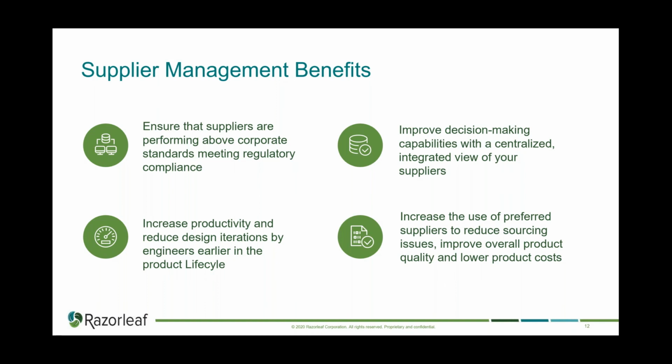And then obviously create a better AVL, right? Increase the use of preferred suppliers to reduce sourcing issues. In a lot of cases where we've solved these problems with PLM, we've not only seen our customers happy with the results and being able to better track their suppliers, but on the other end, their suppliers are more happy because now they are tracked more appropriately, more efficiently, and they know what's expected of them from our customers.